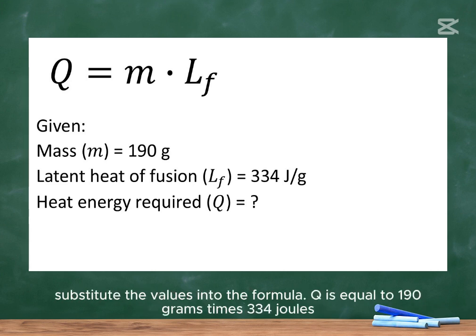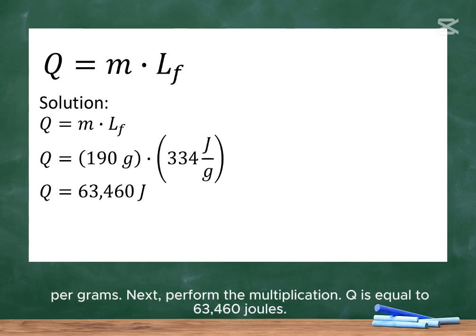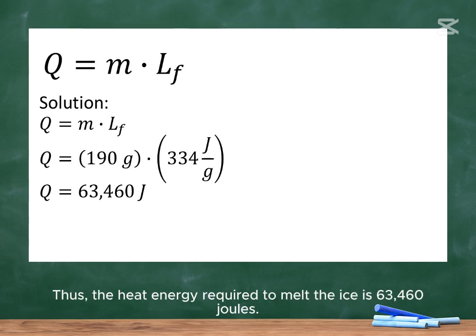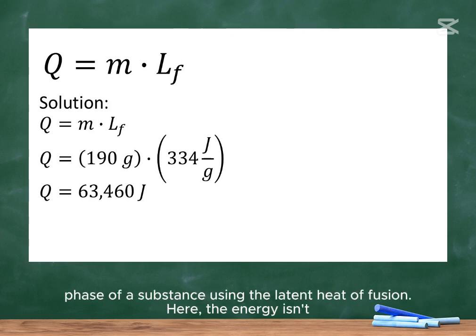Second, we have to substitute the values into the formula. Q is equal to 190 grams times 334 joules per gram. Next, perform the multiplication. Q is equal to 63,460 joules. Thus, the heat energy required to melt the ice is 63,460 joules.